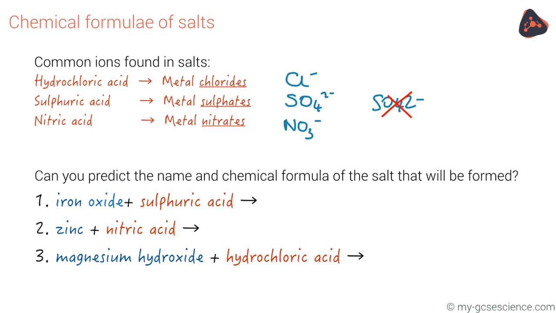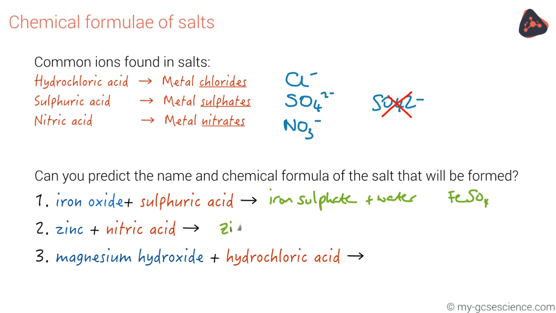Okay, so in reaction 1, iron oxide will react with sulfuric acid to make iron sulfate, and of course, because it's an oxide with an acid, it will also produce water. The formula of the salt will be Fe for the iron and the SO₄ ion for the sulfate. In this case, iron is normally a 2+ ion, and SO₄, the sulfate ion, is normally a 2- ion. So they cancel out and we only need one of each, so no extra numbers are needed.